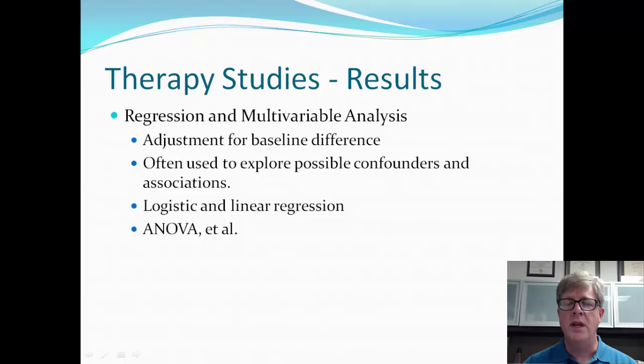Linear regression would be where the outcome is a change in blood pressure. So for every 1-point change in blood pressure, these other things are associated with it. And you can do linear regression on more continuous outcomes. Other statistics you'll see are ANOVAs and the other multivariable analysis techniques to look into a study's data more.